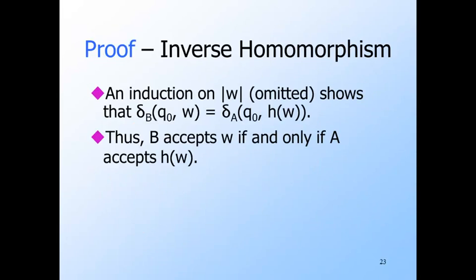We're not going to do the complete proof that regular languages are closed under inverse homomorphism. The heart of the proof is an induction on the length of w that says that w takes automaton B from the start state to state P if and only if the string h of w takes automaton A from the start state to the same state P. That's this equation. Now B accepts w and A accepts h of w if and only if P is a final state. That is, w is in the language of B if and only if h of w is in the language of A, which is the same thing as saying B accepts the h inverse of the language of A.